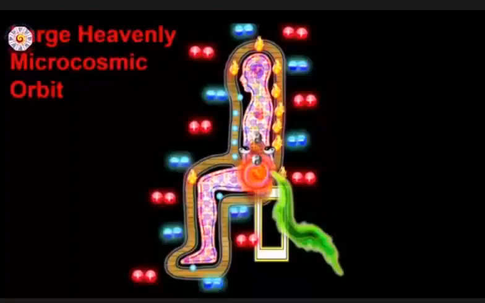Microcosmic orbit. So it actually runs in a figure 8. It starts from the Dantian, the lower Dantian. The lower Dantian is a generator.